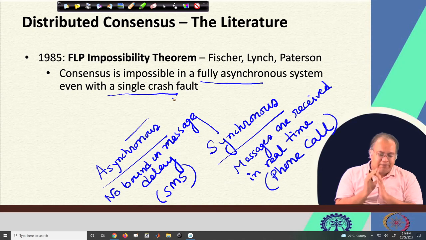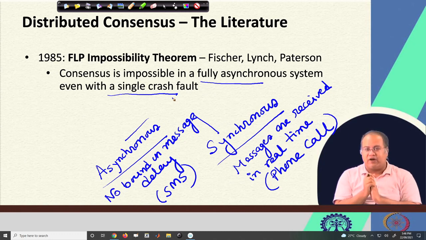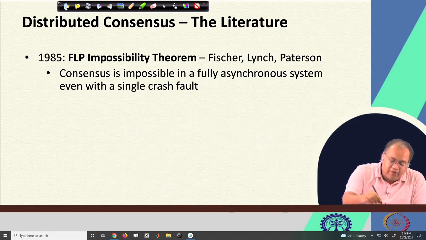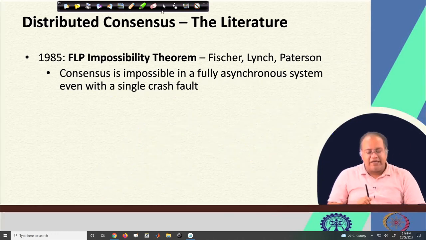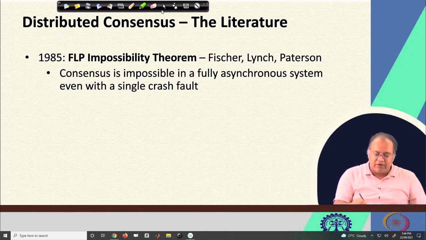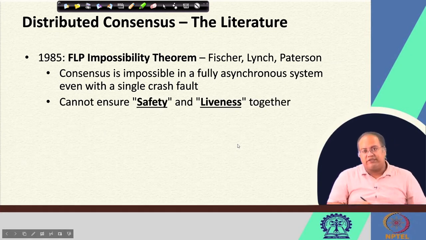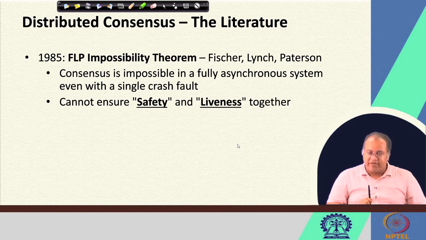So the FLP impossibility theorem says that consensus is impossible even with a single crash fault over a fully asynchronous system. Now, what does it mean that consensus is impossible? Typically, whenever we talk about distributed consensus, we talk about two properties of consensus. One is called safety and the second one is called liveness.